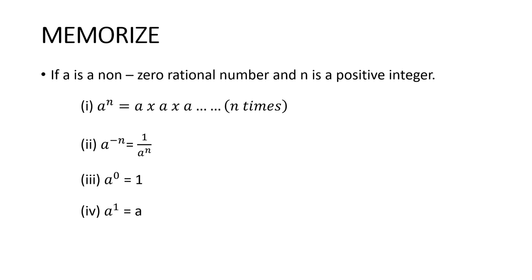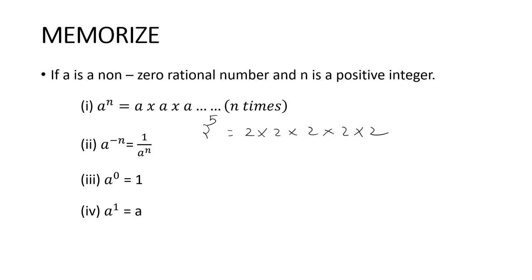When we come across large numbers, it is convenient to use exponents. Exponents are basically repeated multiplication. Take a number and multiply it several times. So here a is a non-zero rational number, n is a positive integer, so a raised to n can be written as a into a, and so on, up to n times. Similarly, if I say 2 raised to 5, that means 2 should be multiplied 5 times: 2 into 2 into 2 into 2 into 2.